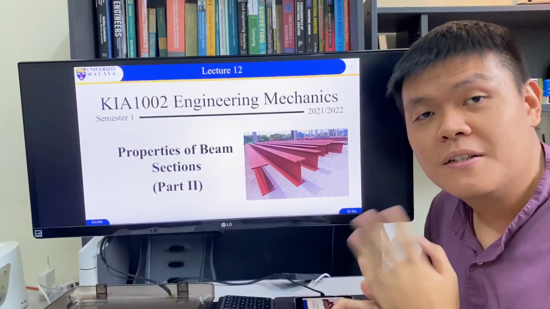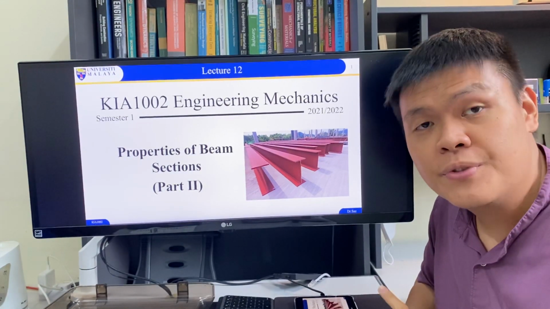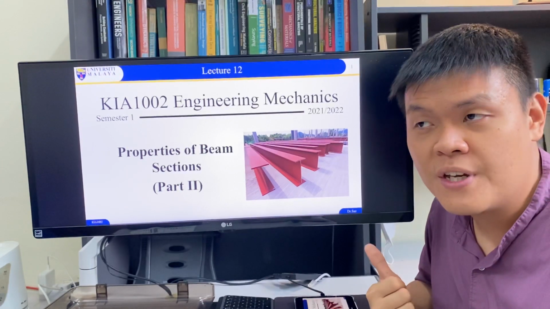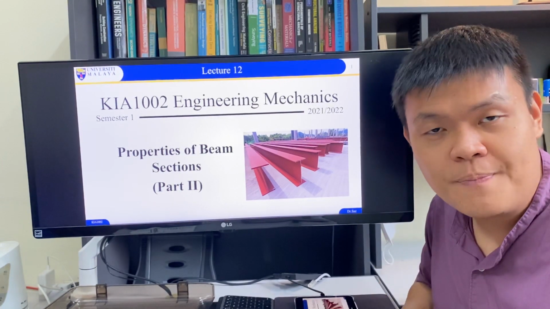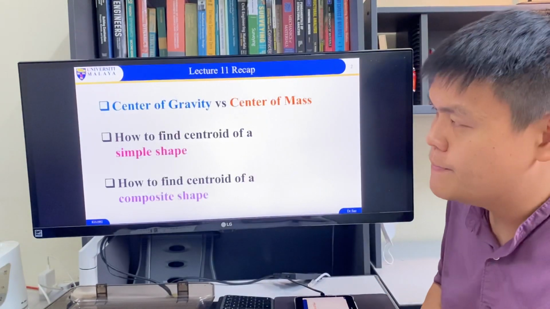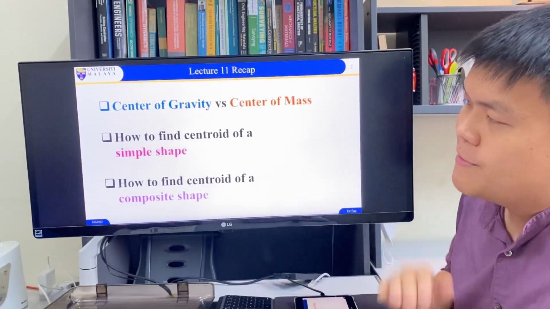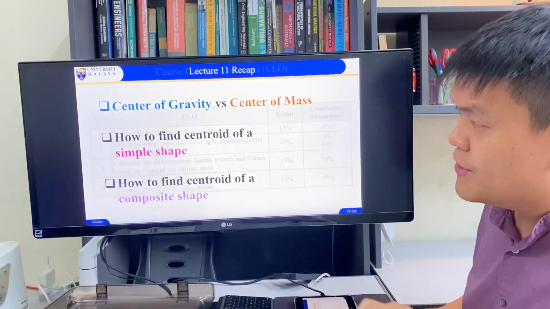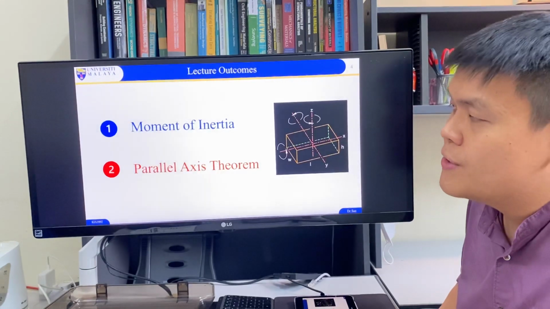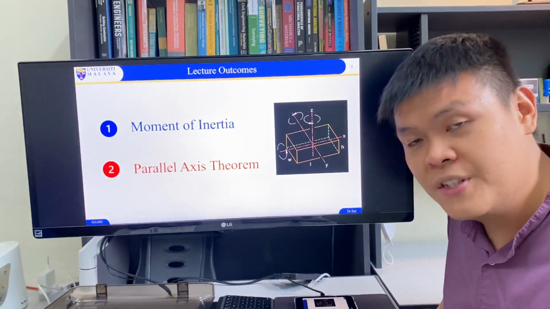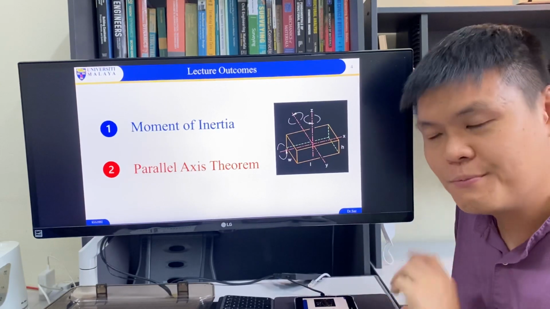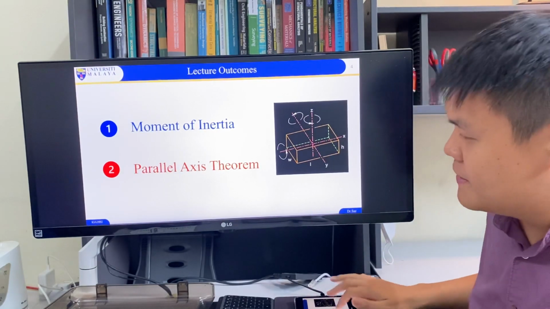So, in the previous video, you learned about properties of beam sections, including centroids and center of gravity. Now we're going to learn about moment of inertia. Previously you found out this. Let's continue. CO4 will fall under this lecture. So, lecture outcomes: moment of inertia and the parallel axis theorem. Now, what's that? Don't worry, we'll take a look at that later.